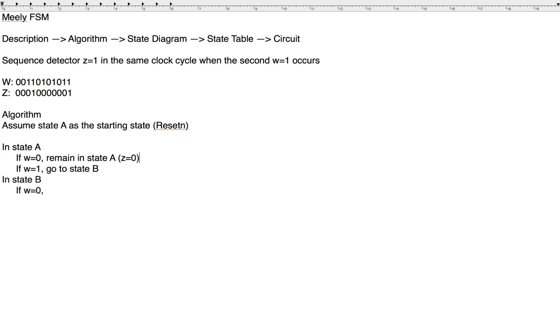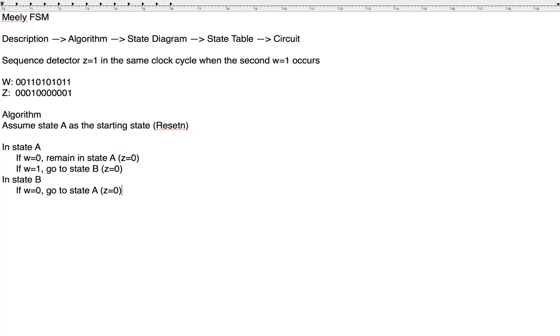Sorry, guys. You have to assign the outputs with these because the output is dependent on these inputs right here. So if W is 0, remain in state A, that means it's 0 still. Right here, it's Z 0. The only time Z is 1 is when the second W1 occurs. So if W is equal to 0 here, go to state A because that means no longer sequence. So Z would be equal 0.